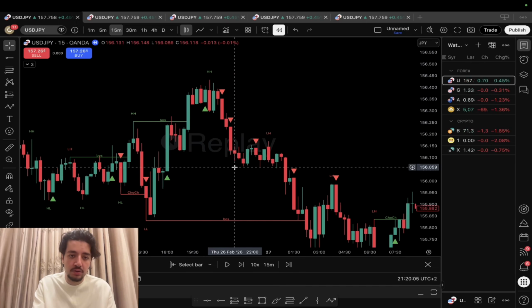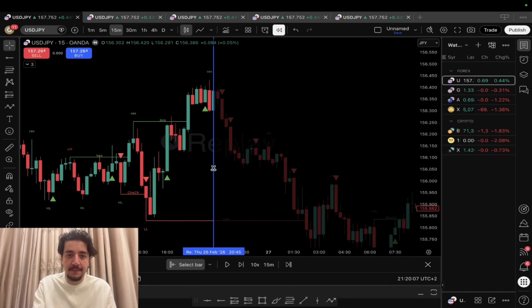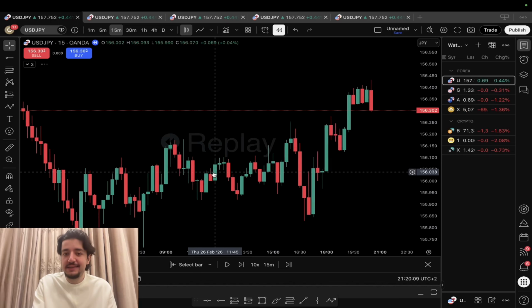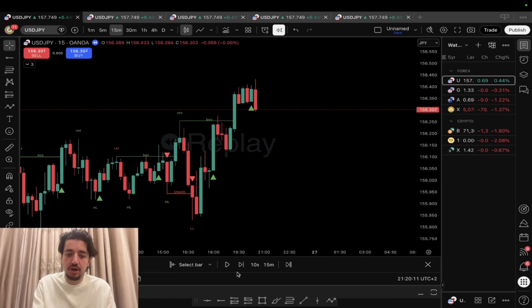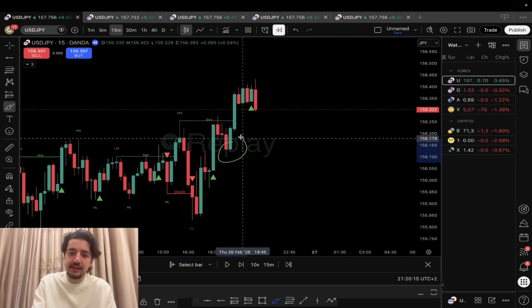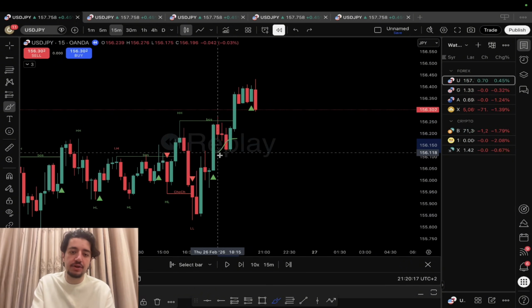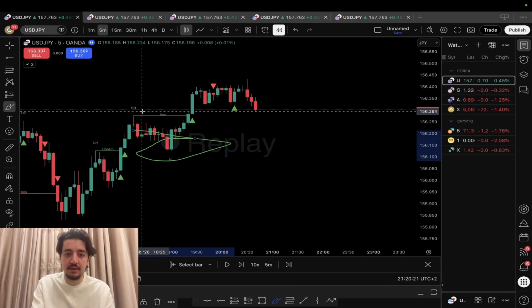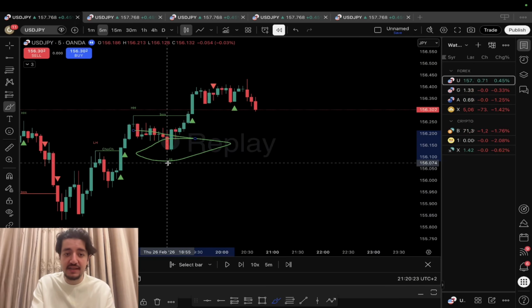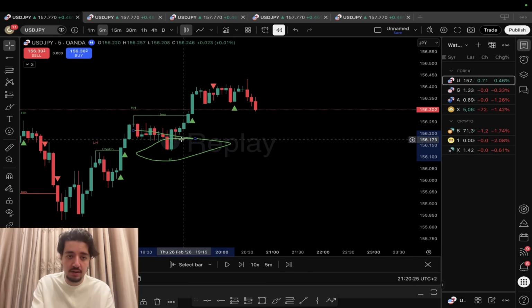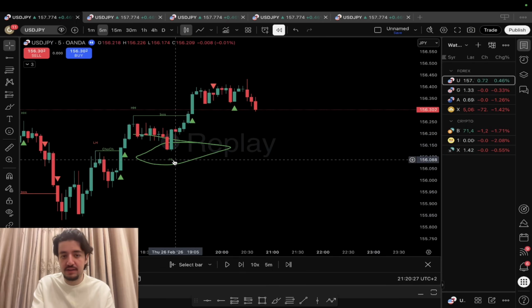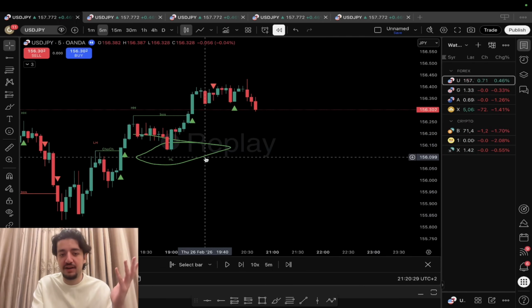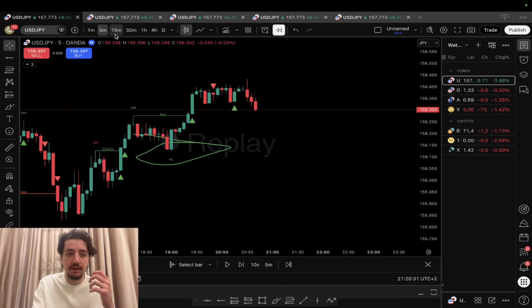So let's say, just for the sake of it, you're not sure if this is a higher low or not. I mean, it's pretty clearly a higher low, but let's say you're not sure. What do you do? Just jump to the 5 minutes and look. If the indicator says it's a higher low, that means it is. Let's see. Oh, it is. You see, it says higher low. Then it is a higher low. You got what I mean?